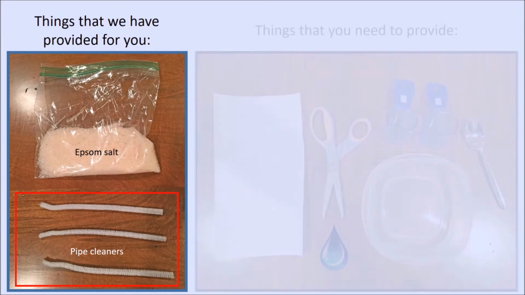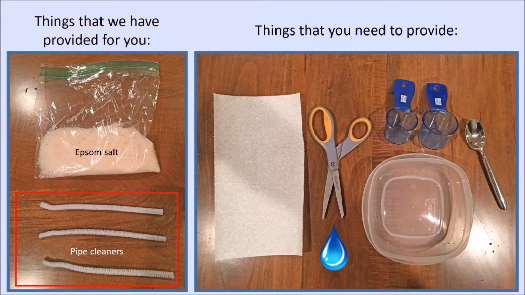Things that you will need to provide include paper towels or a plate for observation, and also paper towels for cleaning up, scissors, water, measuring cups that measure 1/3 and 1/4 of a cup, a spoon or other utensil for stirring, and a small bowl or container.